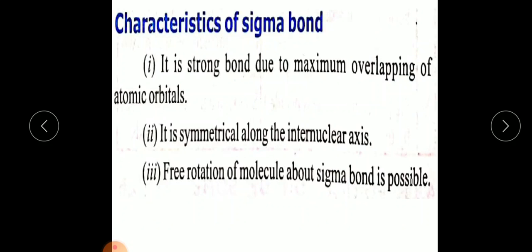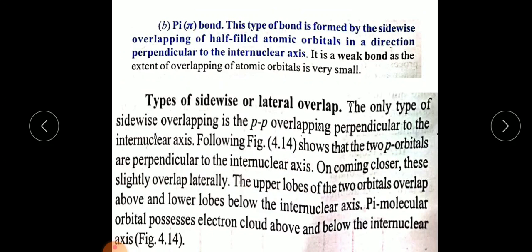Characteristics of a sigma bond. What are the characteristics of a sigma bond? One thing is that it is a strong bond due to maximum overlapping of atomic orbitals. So sigma bond is stronger because the overlapping that takes place is maximum, and if the overlapping is maximum the bond will be stronger. Number two, it is symmetrical along the internuclear axis. And free rotation of the molecule about the sigma bond is possible. So we can rotate the molecule along the sigma bond. So those are the characteristics of sigma bond.